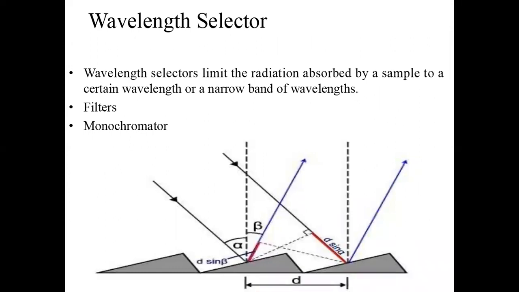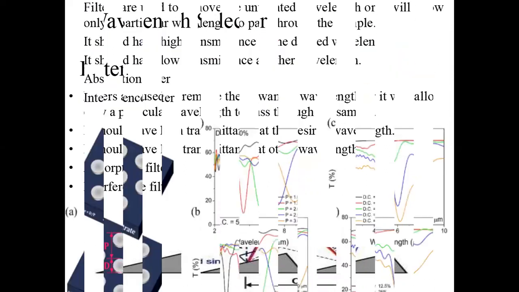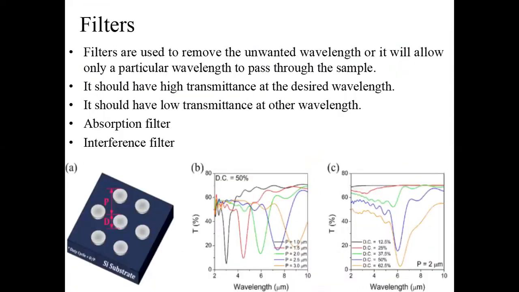Wavelength selector. Wavelength selectors limit the radiation absorbed by a sample to a certain wavelength or a narrow band of wavelengths. There are two types of wavelength selectors. The first one is filters and the other is monochromator. Filters. Filters are used to remove the unwanted wavelengths, or they allow only a particular wavelength to pass through the sample. It should have high transmittance at the desired wavelength. It should have low transmittance at the other wavelengths.